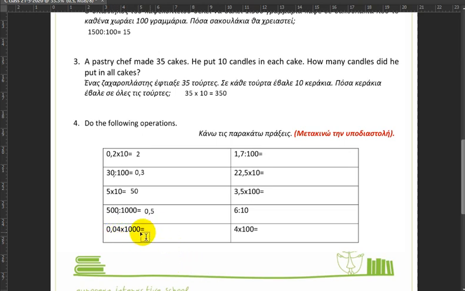Next up, we have 0.04 times 1,000, meaning that this decimal point needs to move 1, 2, 3 places to the right. So 1 to skip the 0, 1 to skip the 4, and the other becomes a 0. So we have two zeros in front, then the 4, then the new 0, and then the decimal point.